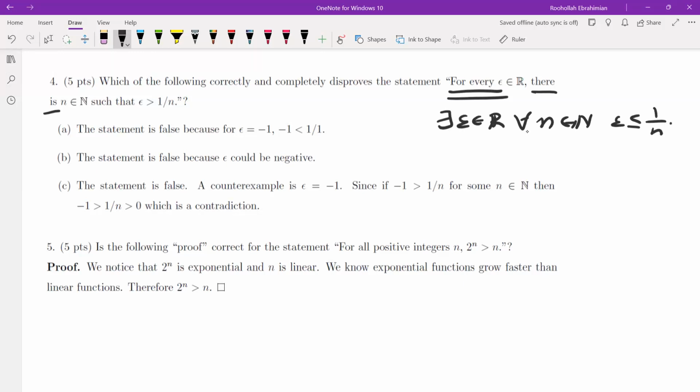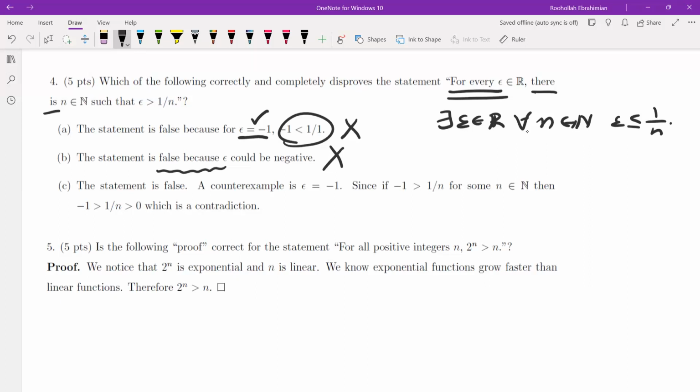If you look at the first one, they did provide a counterexample. This is good, but they only proved it for one n. They didn't prove it for every n. So this is not a valid way of providing a counterexample. In the second one, they said something which conceptually makes sense, but it is also not a valid proof because they didn't provide a specific example of epsilon that violates the statement. So they have to provide an explicit example of epsilon and then show that in fact it violates epsilon greater than 1 over n.